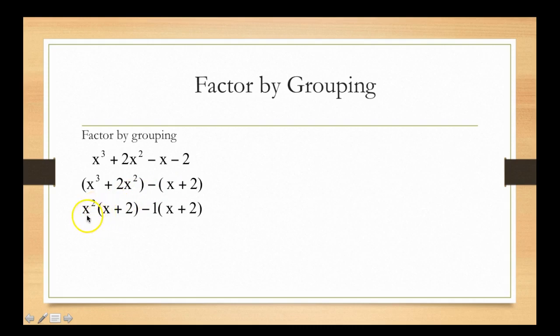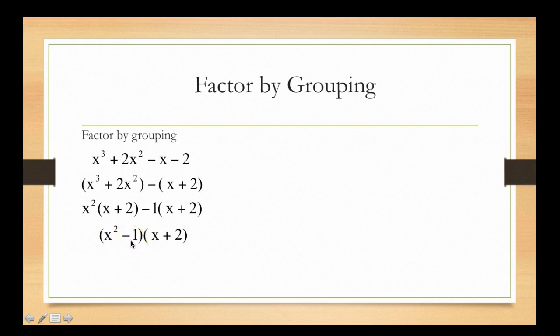Next, if you look at this as being one big term and this as being one big term, I can now factor an x plus 2 out of this and an x plus 2 out of this, and then what's left behind is x squared minus 1. So in doing that, I factor out the x plus 2, and I'm left with x squared plus 1.